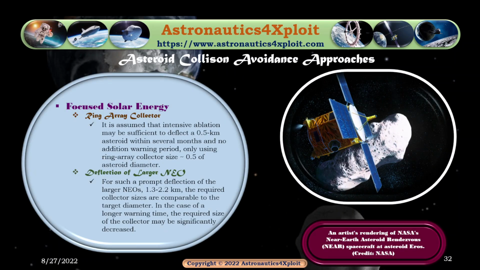Ring array collector. It is assumed that intensive ablation may be sufficient to deflect a 0.5 km asteroid within several months and no additional warning period. For such a prompt deflection of the larger NEOs, the required collector size is comparable to the target diameter. This picture shows an artist's rendering of NASA's Near Earth Asteroid Rendezvous spacecraft at asteroid Eros.